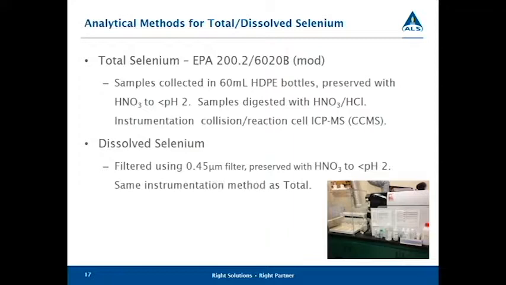For dissolved selenium, samples are typically field filtered through a 0.45 micron filter, and then can be either preserved in the field or within 14 days in the lab. And again, the same instrumentation as total metals is used, but typically a digestion is not involved, as you would normally not be trying to digest selenium-bound compounds and selenium-absorbed to particulates.